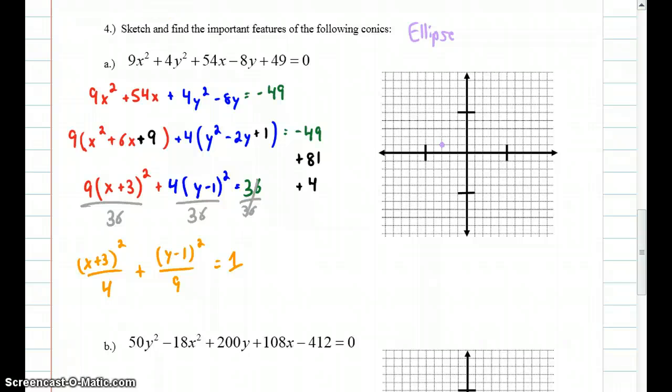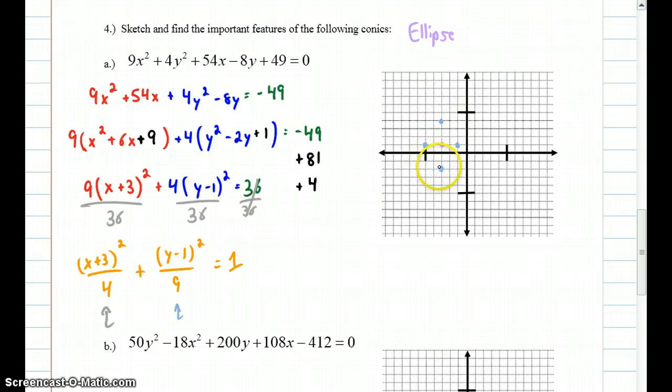The major axis, that's the axis on the y term, since that's the bigger number, is going to be 3 in either direction. Since this is a 9 in the denominator, it means that the radius is going to be up 3 at negative 3 comma 4 and down 3 at negative 3 comma negative 2. In the x direction, I'm going to go over 2, negative 5 comma 1 and negative 1 comma 1.